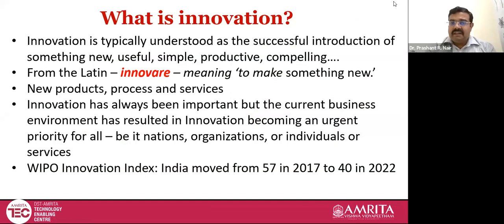Today, we need innovation, whether we are an individual, a company, a startup, an organization, or a country. It doesn't matter. Innovation has become a given. Innovation has become a priority.